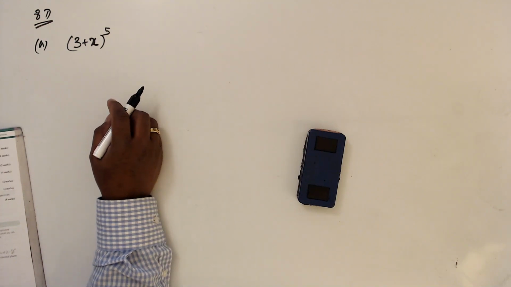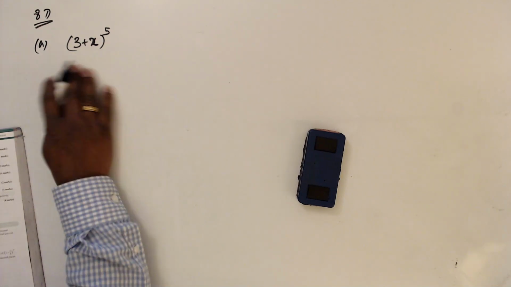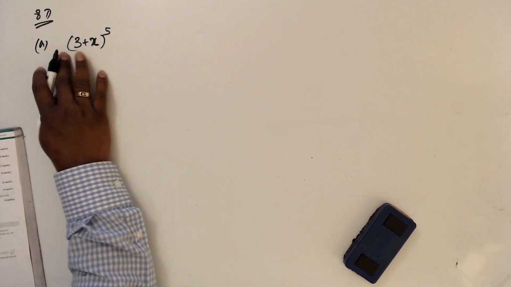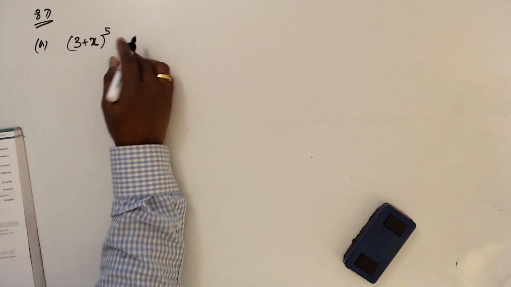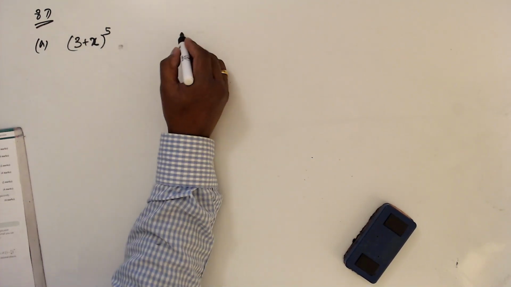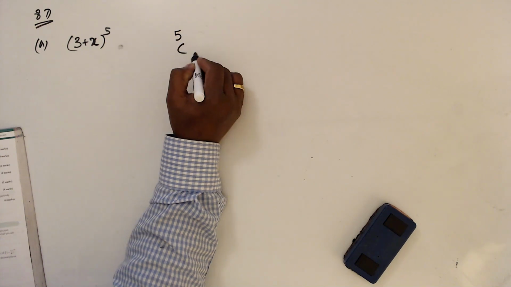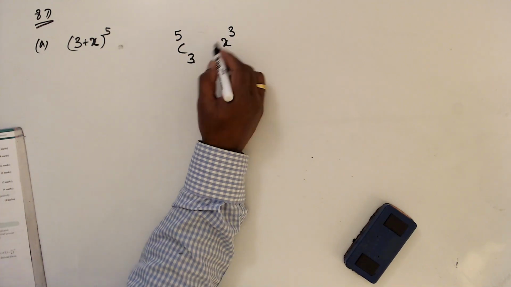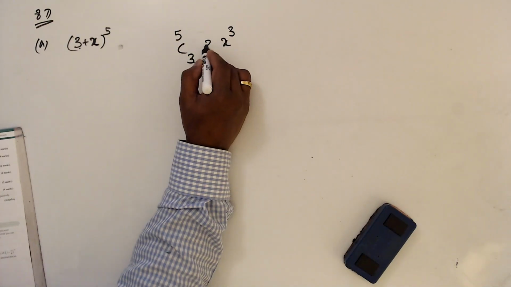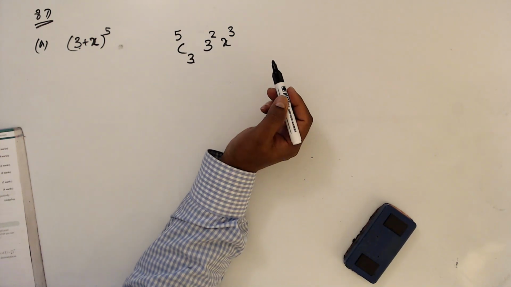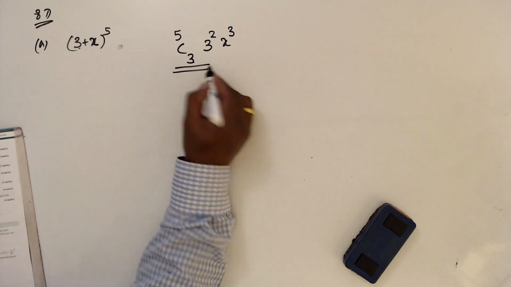8D question number 1. Find the coefficient of x cubed in the binomial expansion. So we want to find the coefficient of x cubed. Okay, so we can write the x cubed term, that is 5c3 x cubed, matched with this one, and this is going to be 3 squared, y minus 3 2. So now this is the coefficient of x cubed.